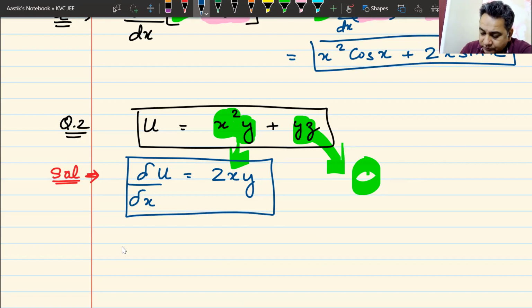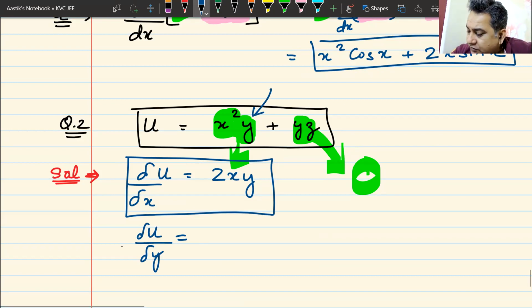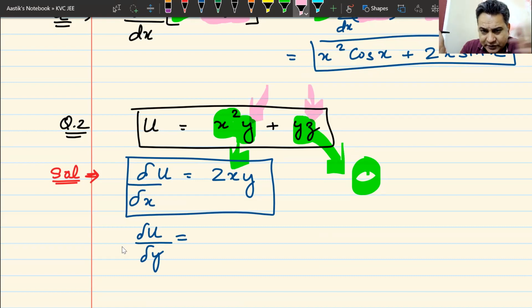Okay. Now, let us move on to calculate the partial derivative of u with respect to y. Again, I have two terms. One is x squared y. Okay, let me use a different color pen. One is x squared y, and I have to calculate the partial derivative of this. Then the other one is yz, and I have to calculate the partial derivative of this. Again, in these two terms, there are two multiplications: x squared and y, one multiplication; y and z, one multiplication. So I have to use the multiplication formula.